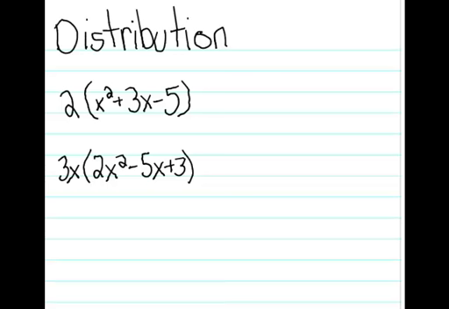Here's an example, or rather two examples, on how to use the distribution property. The distribution property is just large multiplication. This 3x and this 2 are each respectively next to the parentheses without a symbol in between, so if you want, you can put a multiplication dot there for each of these.